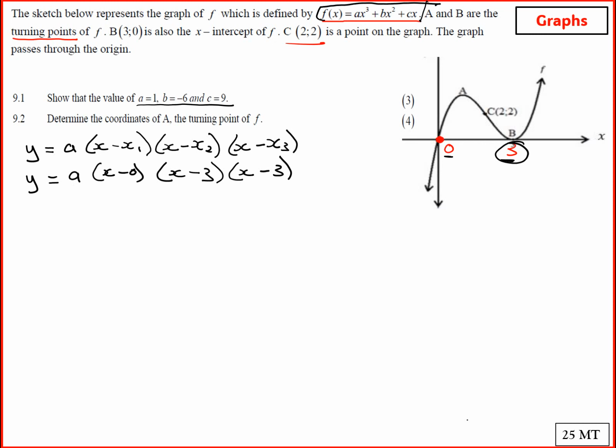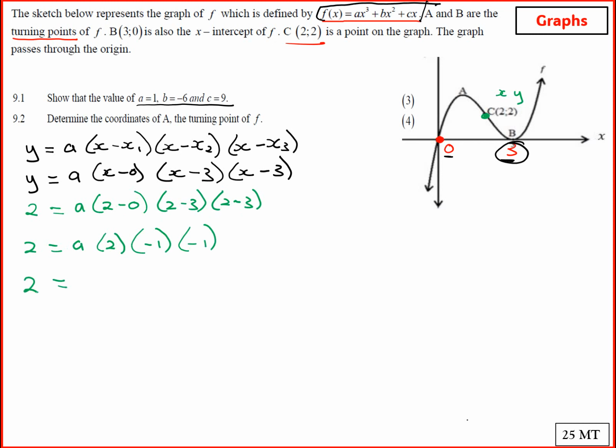Now we want to find a. To find a, we must substitute a point. If we look at the graph, we have a point (2, 2), which means x is 2 and y is 2. So I'm going to put the y value to be 2: a into 2 minus 0, that's the x value, into 2 minus 3 into 2 minus 3, which gives us a. 2 minus 0 is 2. 2 minus 3 is negative 1. 2 minus 3 is negative 1. And then we're going to multiply it. 2 times minus 1 times minus 1 is a positive 2. So 2 equals 2a. Dividing both sides by 2, we get a to be 1.